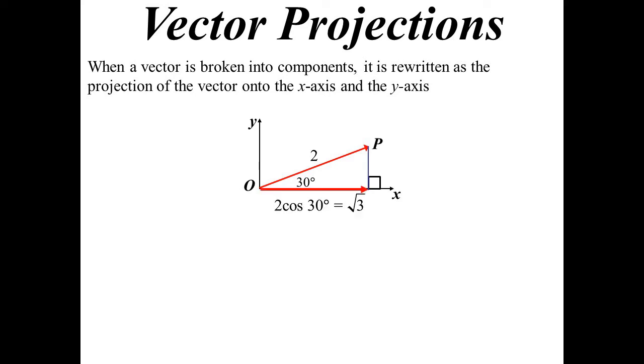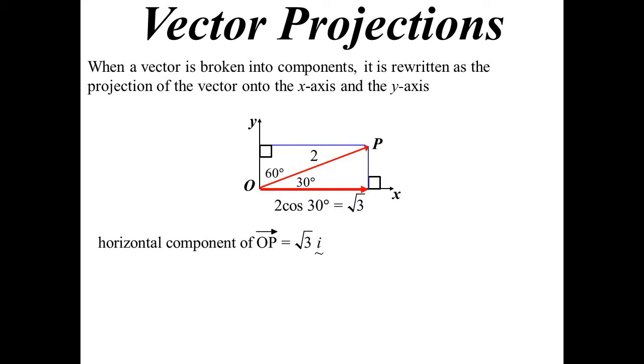Vector projections. When we break our vector down into its components, we're projecting that vector onto the x-axis and the y-axis. So something like this, there's our vector OP. I can drop down a horizontal, and there would be our horizontal component. Bit of trig, easy enough to work out: 2 times the cosine of 30, so it would be root 3. So we know the horizontal component is root 3i.